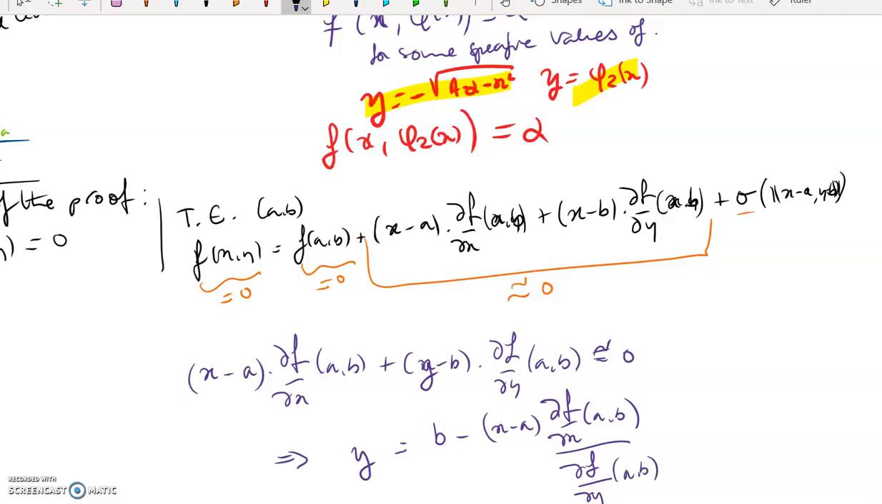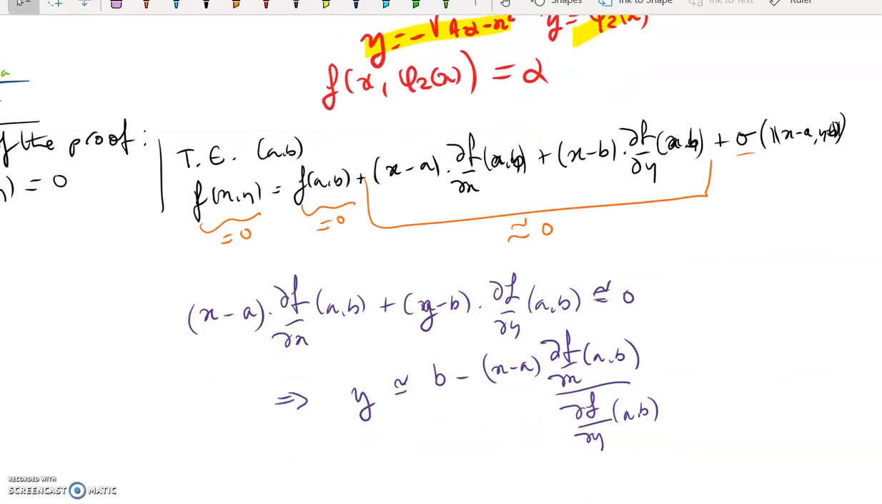Okay, so what do we have here? Again, that's not an equality, that's an approximation, and that's why this is not really a rigorous proof. But what does this look like? This indeed actually looks like a first order Taylor expansion for the function y equal to phi of x, which we are looking for.